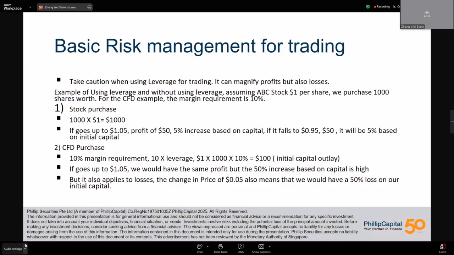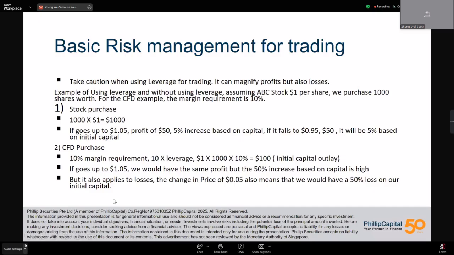Now comes leverage trading, CFDs. It is a double-edged sword. With leverage, we get to hold bigger positions with a smaller amount of margin required. The initial outlay will be smaller, but the losses can be magnified. Let's give an example of a 10% margin requirement, so we have 10 times leverage. We only need $100 to hold 1,000 shares worth. That's the initial capital outlay.